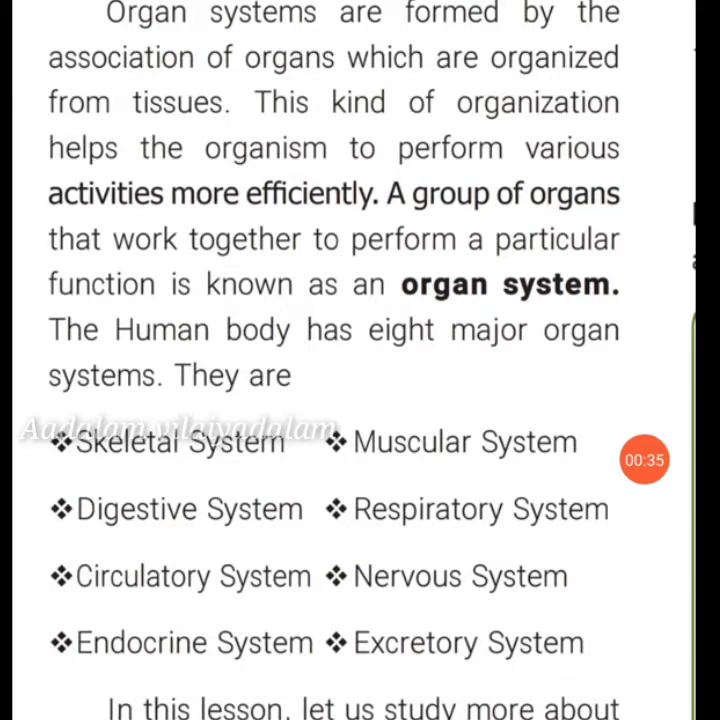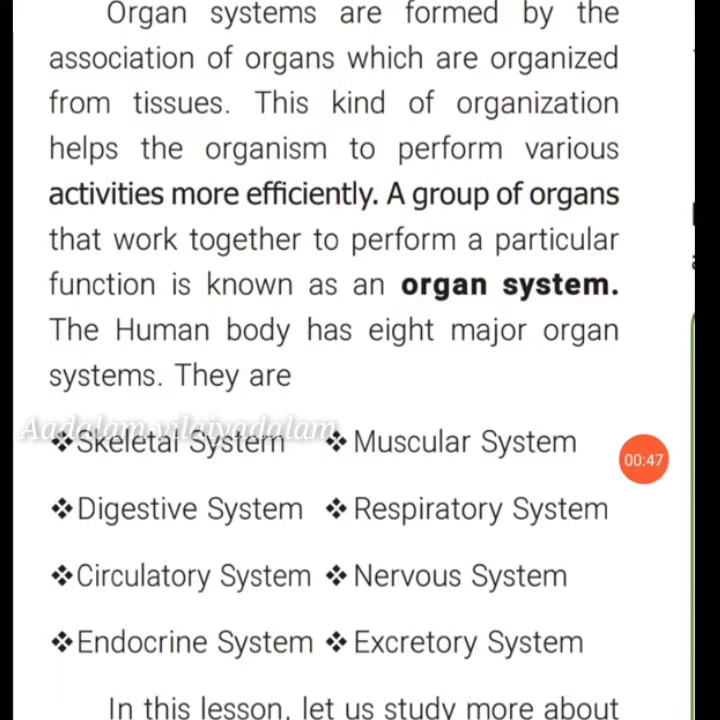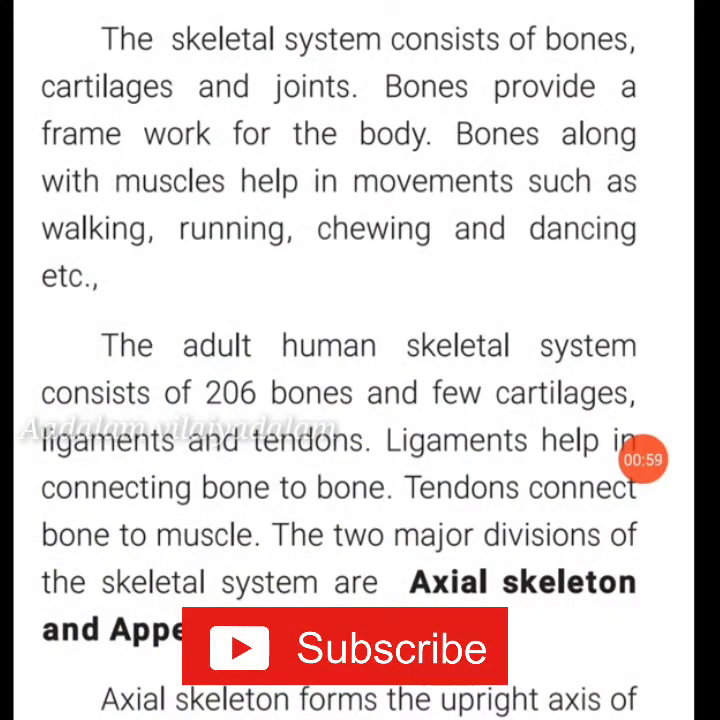The human body has 8 major organ systems. They are the skeletal system, muscular system, digestive system, respiratory system, circulatory system, nervous system, endocrine system, and excretory system. In this lesson we will learn more about the structure and function of these organ systems of our body. Let us discuss the skeletal system.